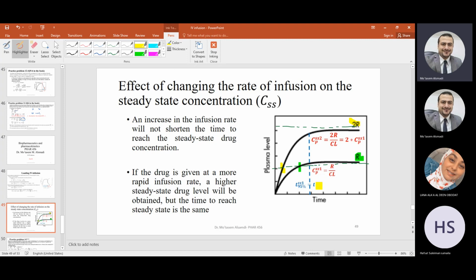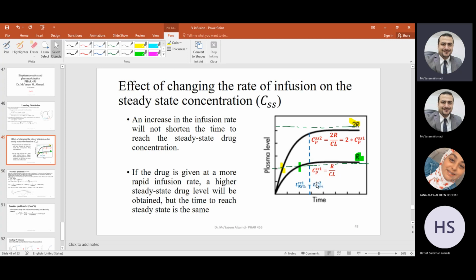The time needed to reach the steady state in both cases is the same, but you are reaching a different state in case of double R, which is double of that reached from R. Your target is to reach a higher concentration in a shorter period of time. That's why you give a faster input rate. If you give a faster input rate, you will reach a higher concentration in a shorter time. So the onset of action will be faster, right?